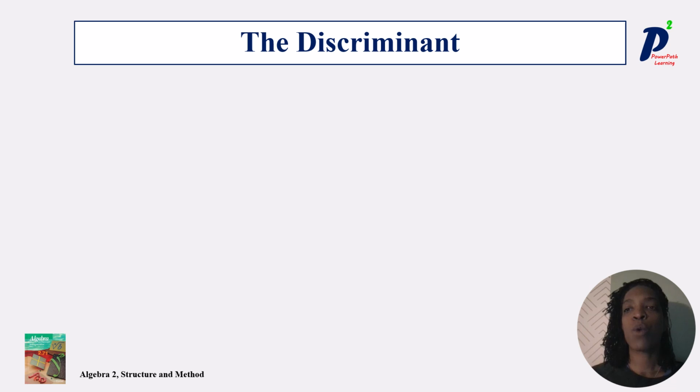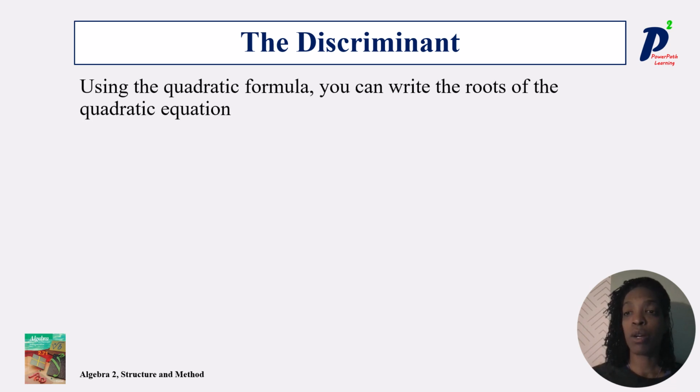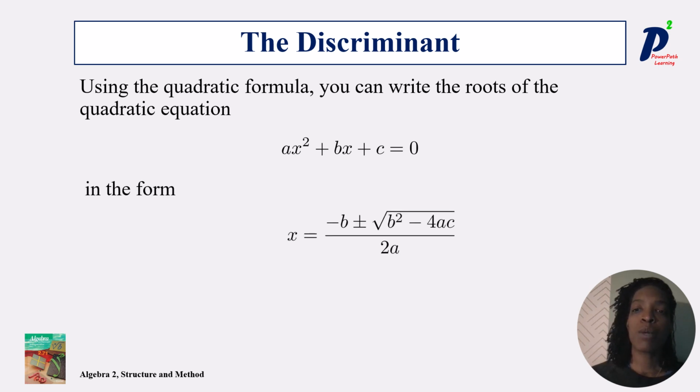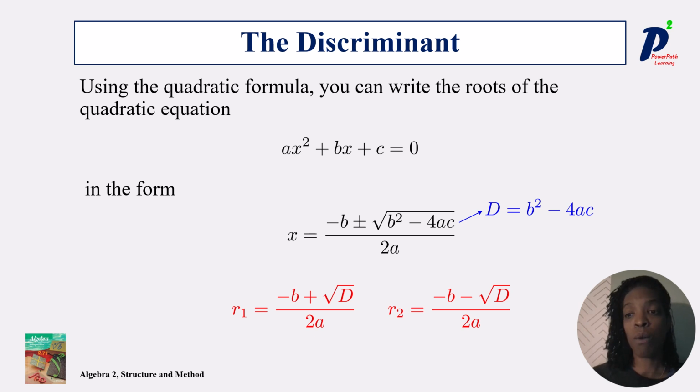We previously learned how to use the quadratic formula, where you can write the roots of the quadratic equation ax squared plus bx plus c equals 0 as x equals minus b plus or minus the square root of b squared minus 4ac over 2a. The expression under the radical, b squared minus 4ac, is referred to as the discriminant D, capital D, important. If you split the quadratic equation based on the plus and minus sign, you can see that we have two roots in the following form. And we can use the discriminant to find the nature of the roots of the quadratic equation without solving.